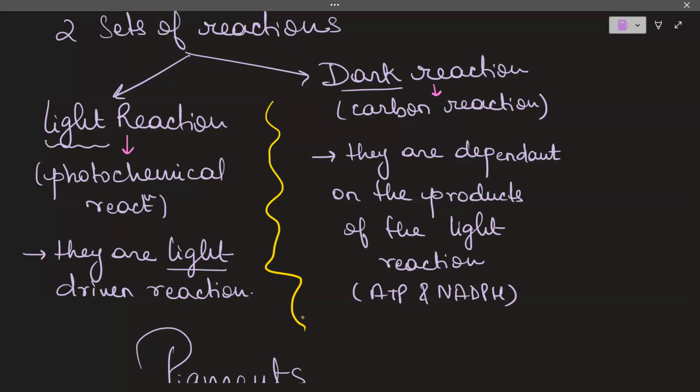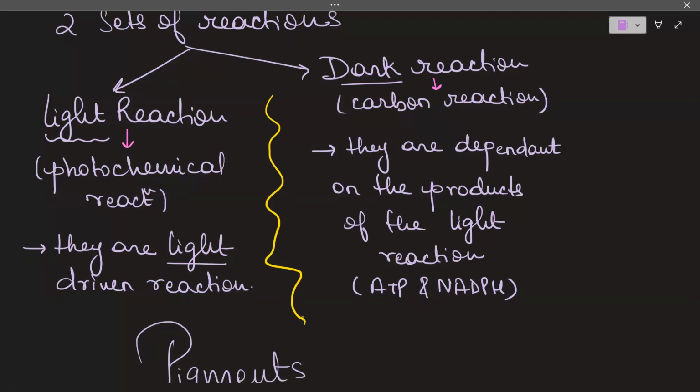No. Now, many a time people think that dark reaction means it happens in the dark or without sunlight. No. No photosynthesis can ever take place without sunlight. It's just that the light reaction is directly using the light, whereas the dark reaction is using the products that are made by the light reaction components.